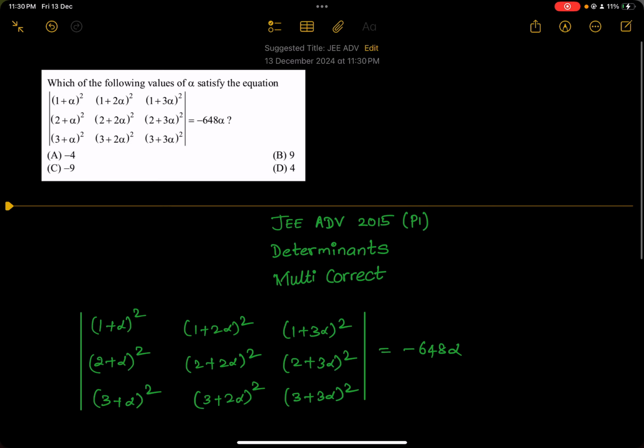Hi, this question appeared in JEE Advanced 2015 in its paper 1, and the question is from the topic determinants, and it is a multi-correct answer question. It can have more than one correct answer. So let us go ahead and solve this question.